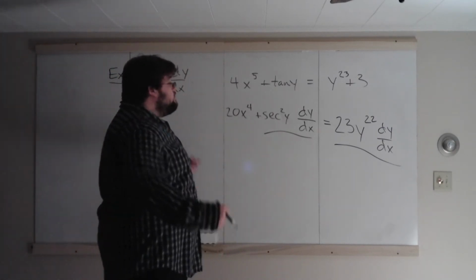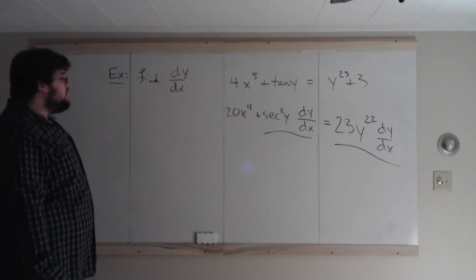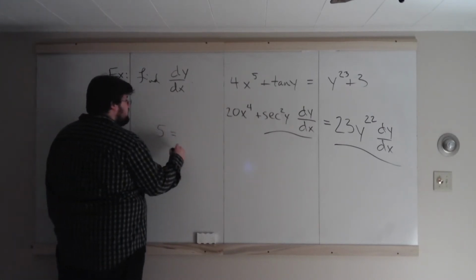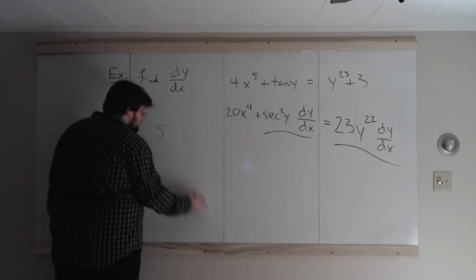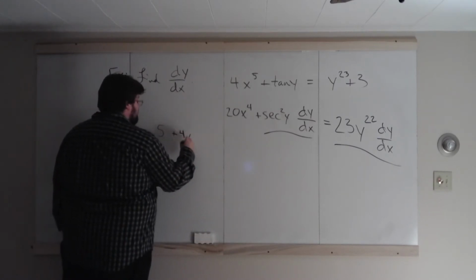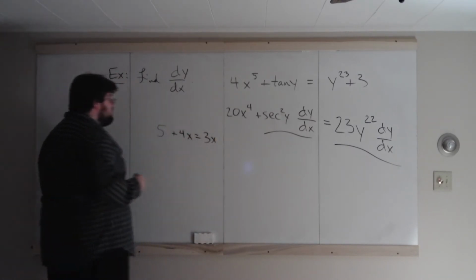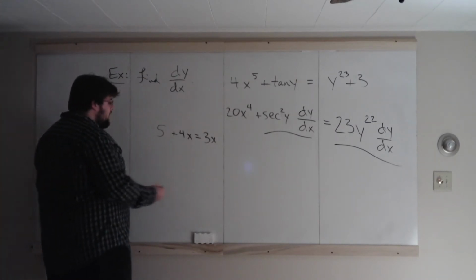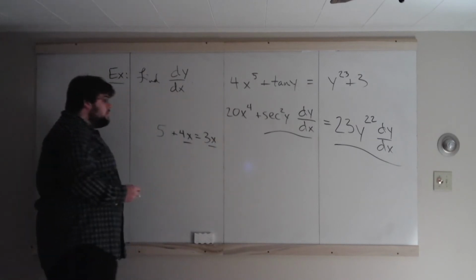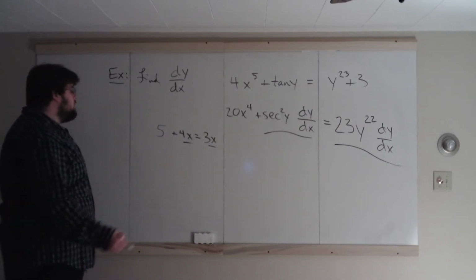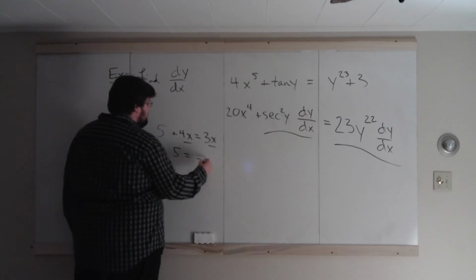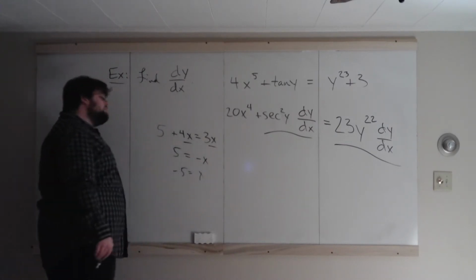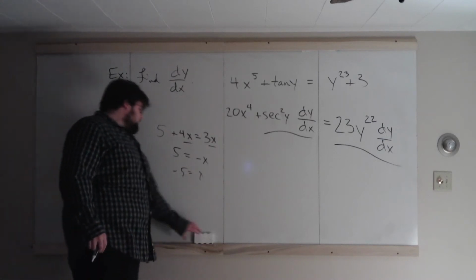So we have 2 dy dx's. We still want to solve for dy dx. What if we had this equation? What if it just 5 equals, well, no, not equals. 5 plus 4x equals 3x. What if I said solve this for x? What would you do? Well, you would say, here's an x, here's an x. Put them together, and then divide. Put them together, you get 5 equals negative x, divide by negative 1, multiply by negative 1. And you get negative 5 equals x. We're going to do the same thing here.